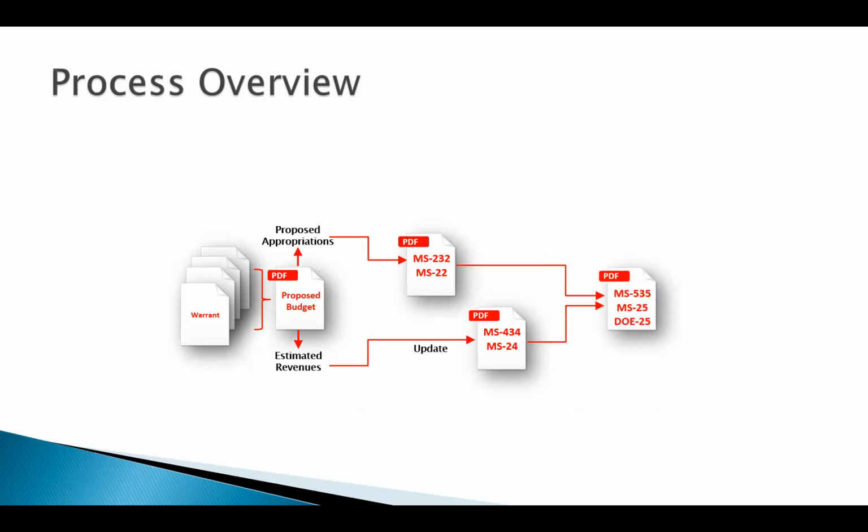So then both of these move forward to the end of your accounting period with the MS-535 or MS-25, which is also the DOE 25. So this is your final financial summary for the fiscal period. So this will have your actual expenditures and actual revenues.